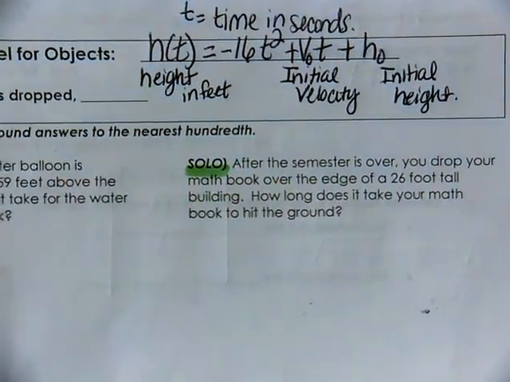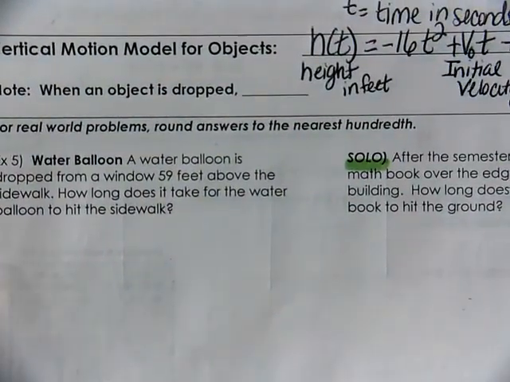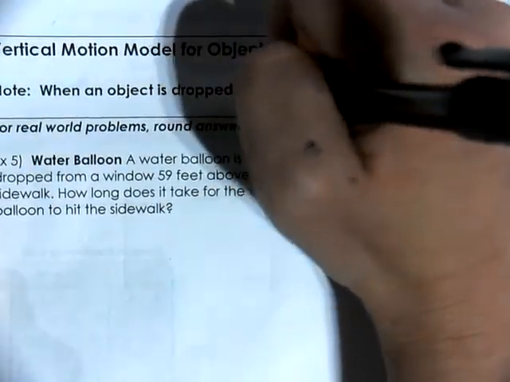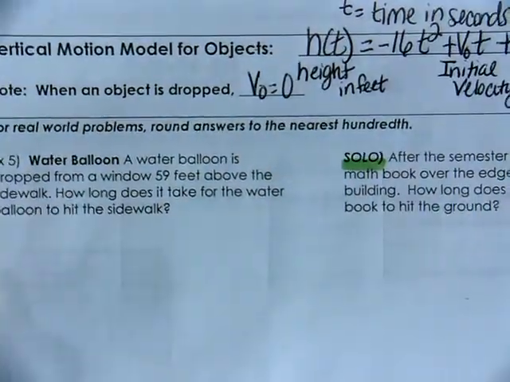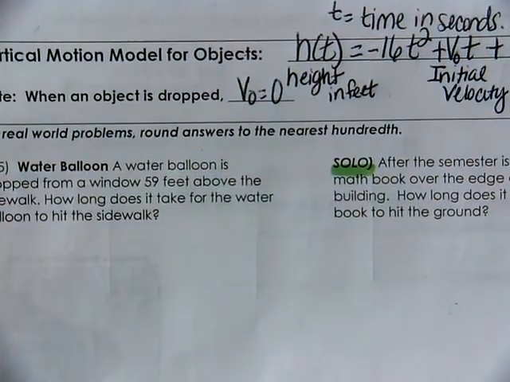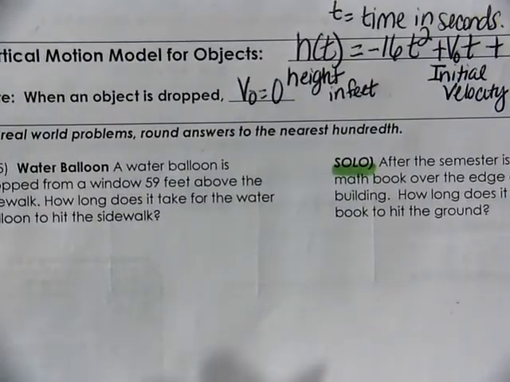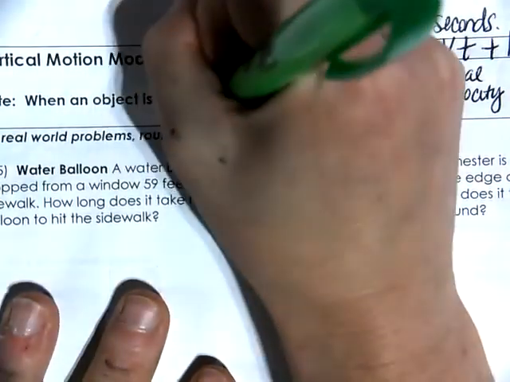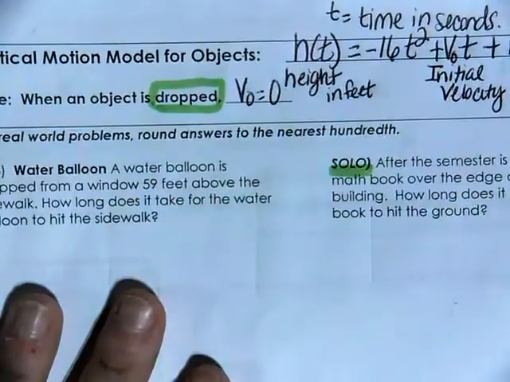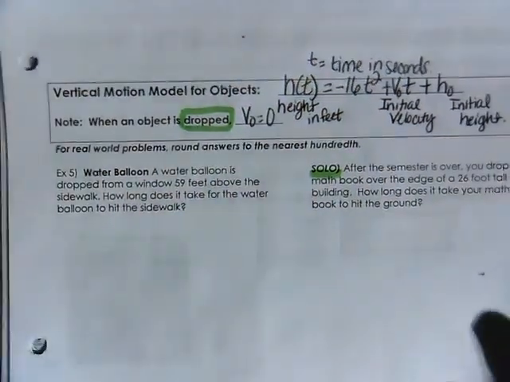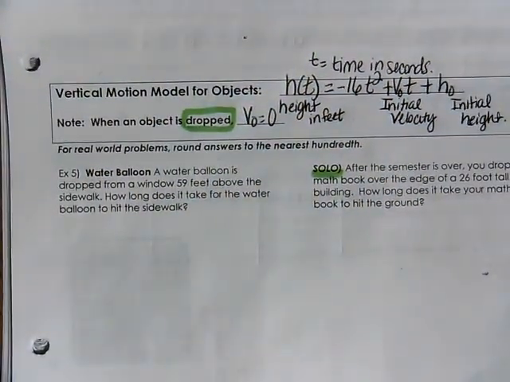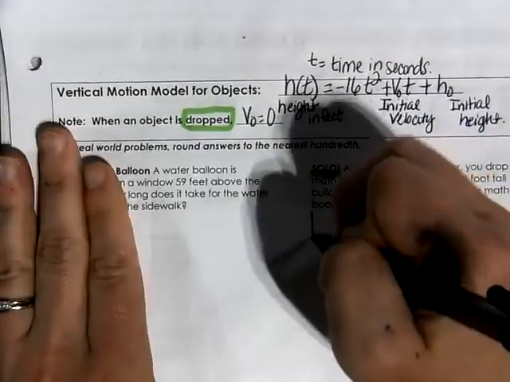Now, please note that when an object is dropped, v sub 0 is equal to 0. So your initial velocity is 0. This is true if your object is dropped. If it is not dropped, you'll see other information saying that your initial velocity was something. It's very specific. So let's go ahead and look at example number 5.